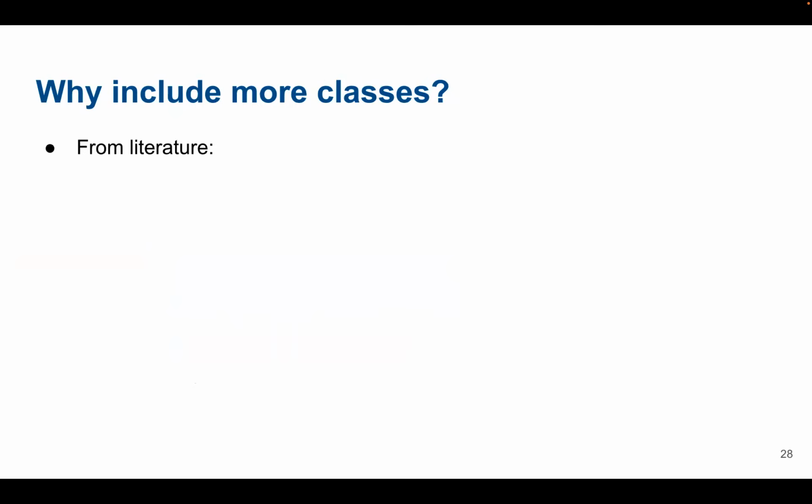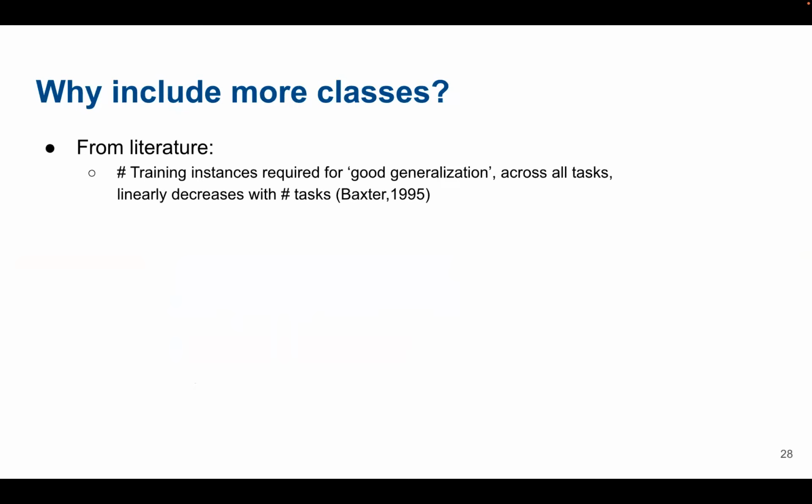But there is also some justification from the literature. For example, they say that the number of training instances needed for good generalization, meaning it will work well when you actually use it, linearly decreases with the number of tasks. What does this mean? That if you have more tasks that are relevant, then when you make a classifier that has to perform well across all of these tasks, it will work better.